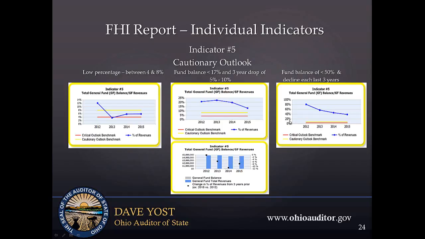If the fund balance is less than 50% and declines in each of the 3 years, you will see the decline along the line and you will see the percentage in the current year. This one is about 40%.